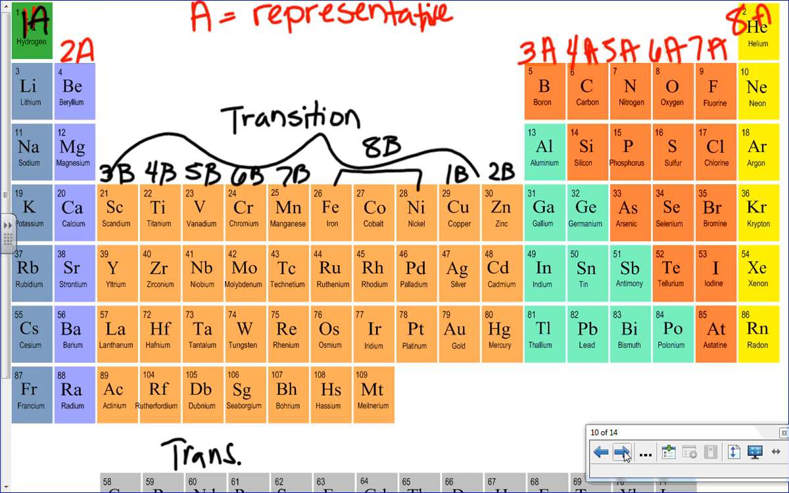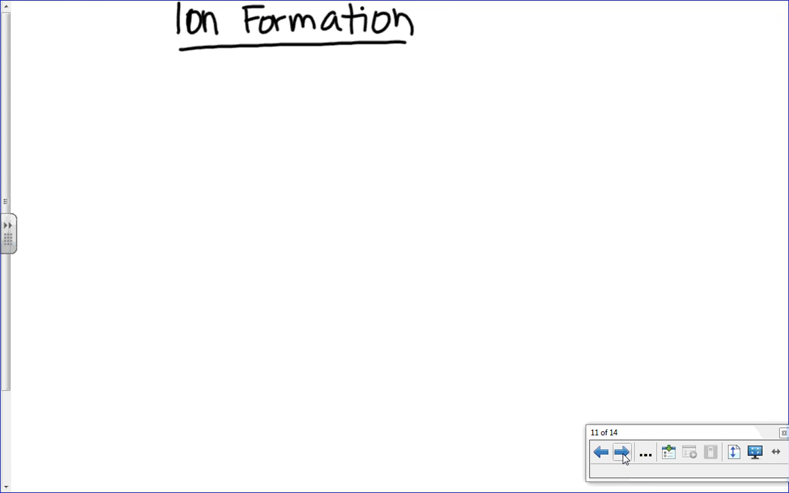The next part that I want to talk about is the octet rule. Okay, and in order to talk about the octet rule, we need to start talking about ions. So first of all, elements are trying to get to be stable. Right? They want a stable electron configuration.